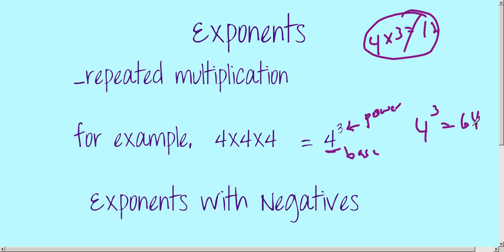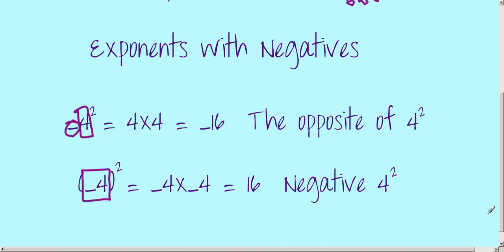Now, the trick comes with exponents with negatives. There's a lot to understand here. Go ahead and erase this. Exponents with negatives. The first one is read as the opposite of 4 squared, which is equal to 4 times 4, and then we have to take the opposite of that. 4 times 4 is 16, and the opposite is negative 16. Okay? The rule is we always square just the base. The base here is 4. 4 squared is 16, and then this means that we need the opposite of it.